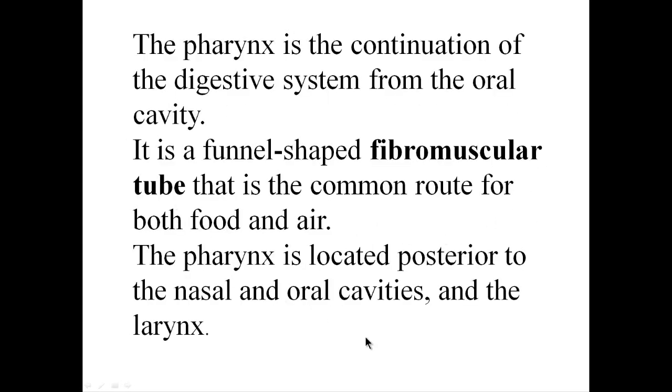And here's a nice definition of the pharynx. The pharynx is a continuation of the digestive system from the oral cavity. It's a food tube. It's a funnel-shaped fibromuscular tube that is a common route for both food and air. And that's where nature has kind of played a joke on us. That's why the air channel crosses the food channel, and that's why a hot dog can turn into a deadly weapon if it wasn't for our epiglottis. The pharynx is located posterior to the nasal and oral cavities and the larynx, and we'll see that in a little bit.